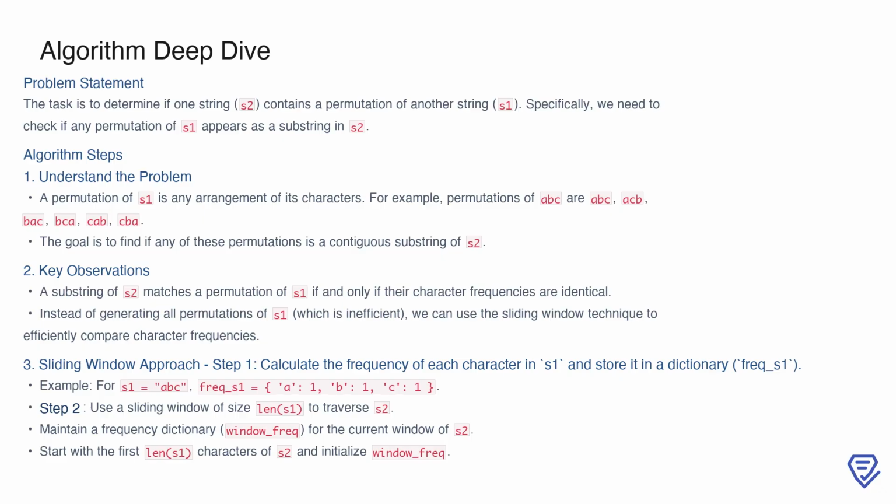First, we observe that for any substring of S2 to be a permutation of S1, the frequency of characters in that substring must match the frequency of characters in S1. This gives us a key insight: we can check for permutations by comparing character frequencies, rather than generating permutations explicitly. To implement this efficiently, we use the sliding window technique, where a window of size equal to len(S1) slides across S2. We'll maintain a frequency dictionary for S1 and compare it with the frequency dictionary for the current window in S2. By updating the window's frequency dictionary incrementally as we move the window, we can avoid recalculating everything from scratch and achieve significant optimization.